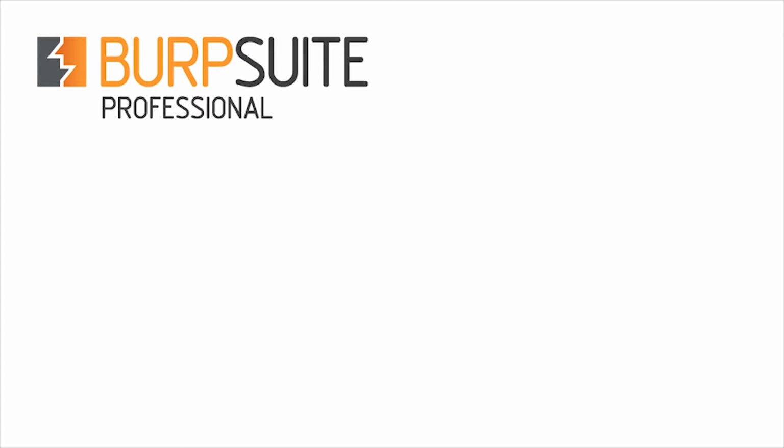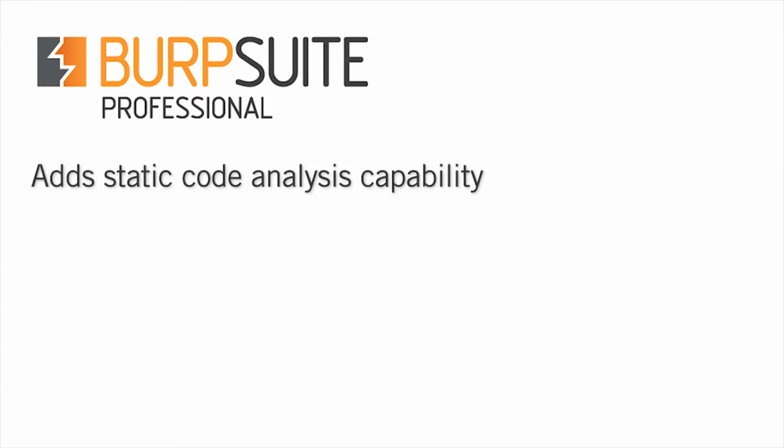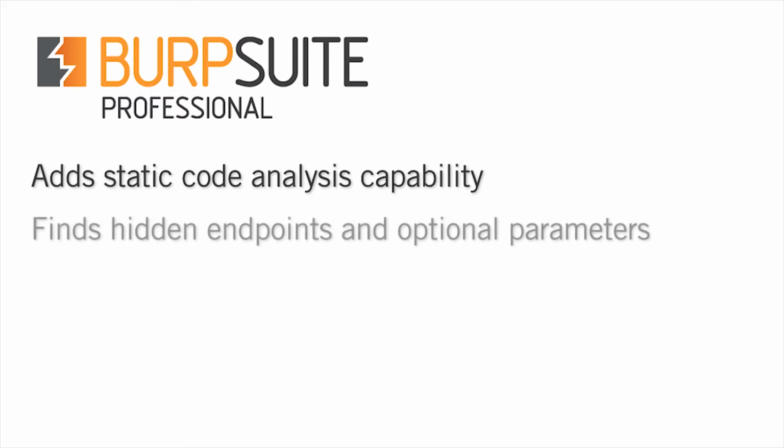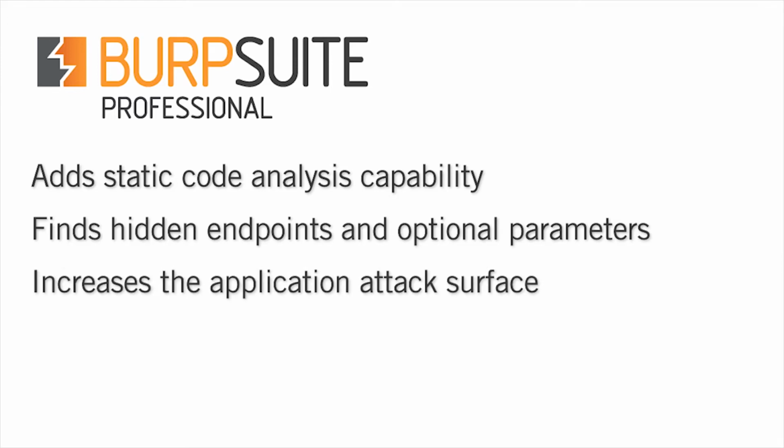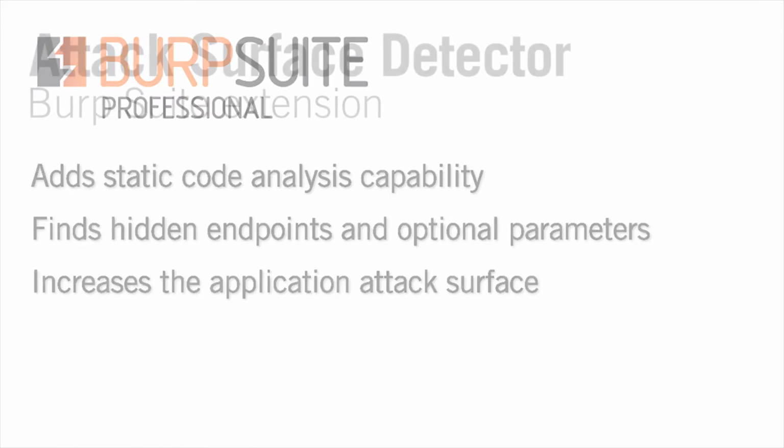The Attack Surface Detector works by conducting a static analysis scan of your application's source code, finding hidden endpoints and parameters that a typical dynamic scan would likely miss. This effectively broadens the attack surface of your application for you to then spider and attack with Burp Suite, in addition to the traditional black box testing techniques you might already be using.